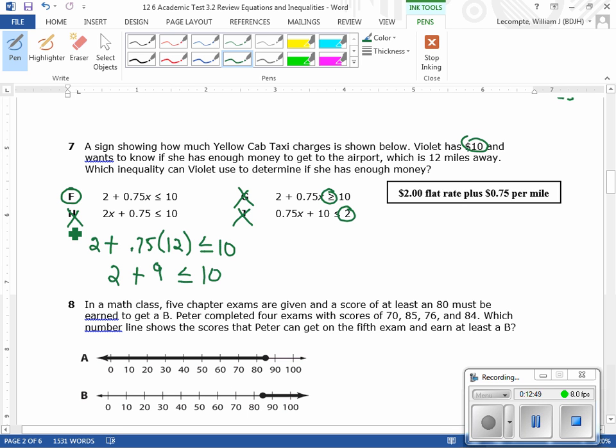Just to make sure you understand that the $2 came from the $2 flat rate plus the 75 cents per mile. All right, so F is definitely the right answer. But she does not have enough money because 11 is not less than or equal to 10.